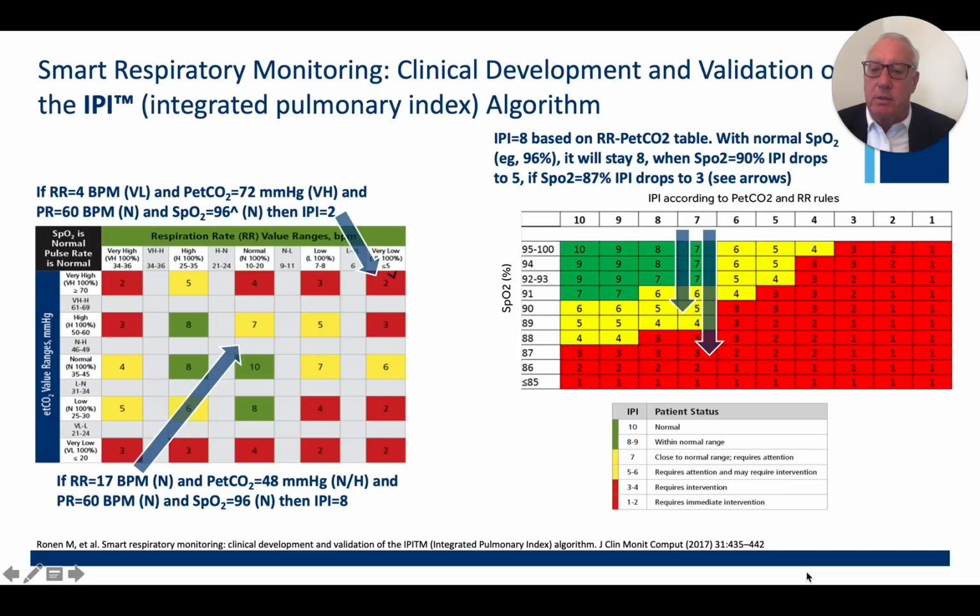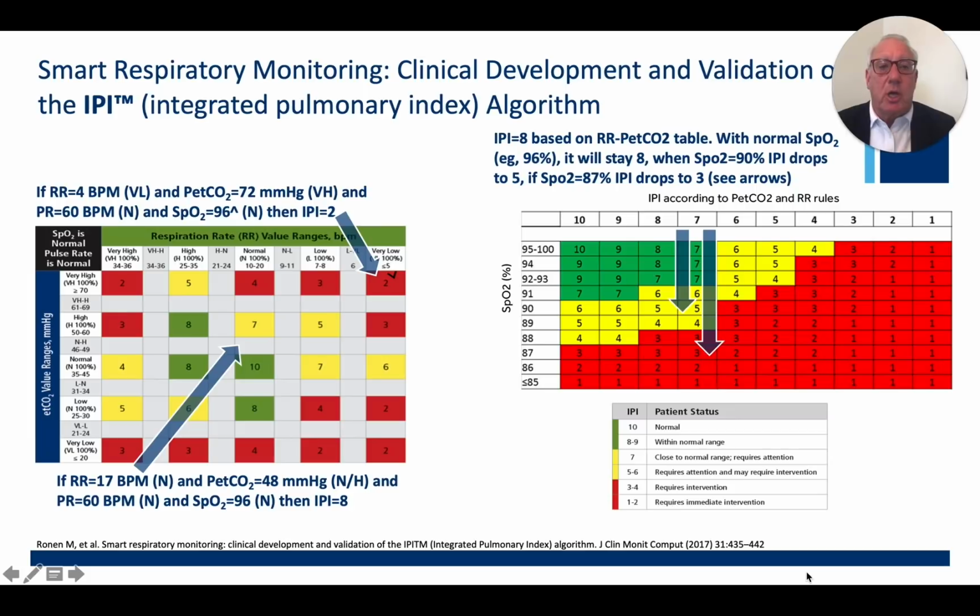Then you can take that score, whatever box you're in, and go over to the one on the left. And now we're taking the score across the top line. So if you have a 7, but your pulse oximeter is reading 87%, you can see you score 3, requires intervention. We go down patient status. 1 to 4, 1 to 2 requires immediate intervention, 3 to 4 requires intervention, 10 is normal, 8 to 9 within normal range.